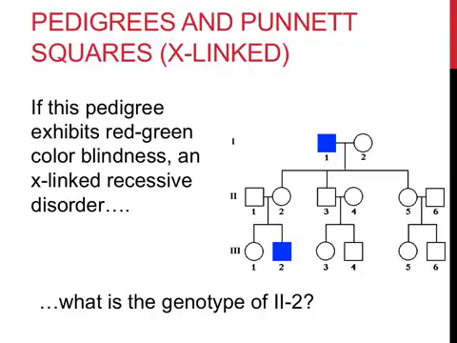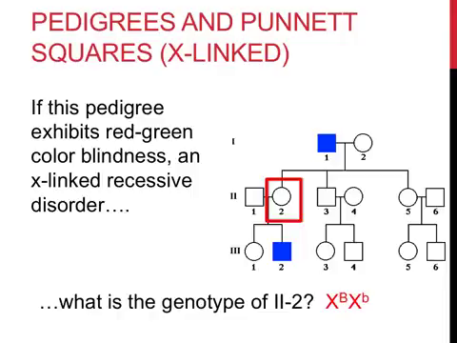The second part of this problem reads, what is the genotype of Roman numeral 2-2? Now that we've identified the individual, a female, we can use the rest of the pedigree to determine her genotype. She doesn't have the disorder, so that eliminates the possibility of being homozygous recessive. The question that remains then, is she heterozygous or homozygous dominant for this trait?